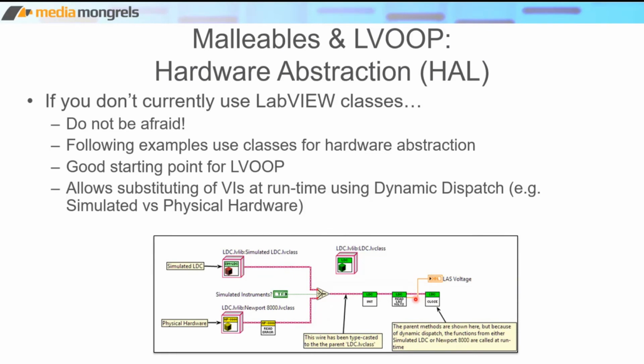But I do think hardware abstraction is a really good use case. If you're trying to support different instruments and you want to have physical instruments and simulated instruments, you should probably be looking at abstracting your hardware. The best way to do that, I think, is with classes, because you can write your code once and then at runtime substitute in the physical instrument or the simulated instrument.